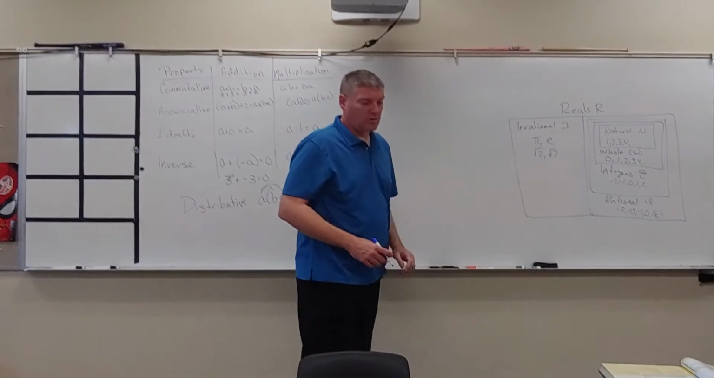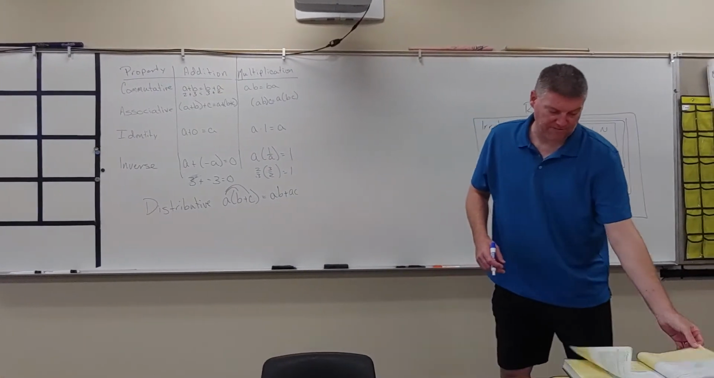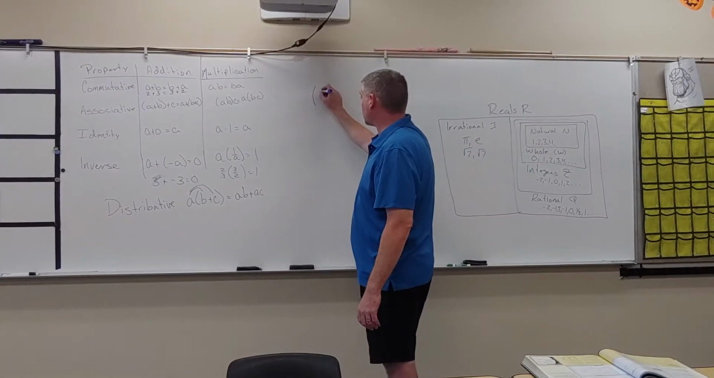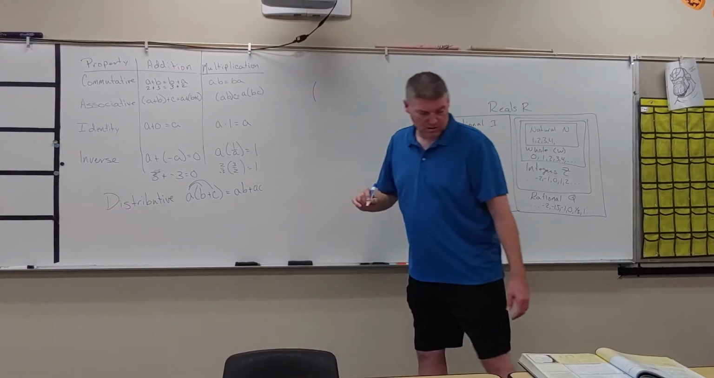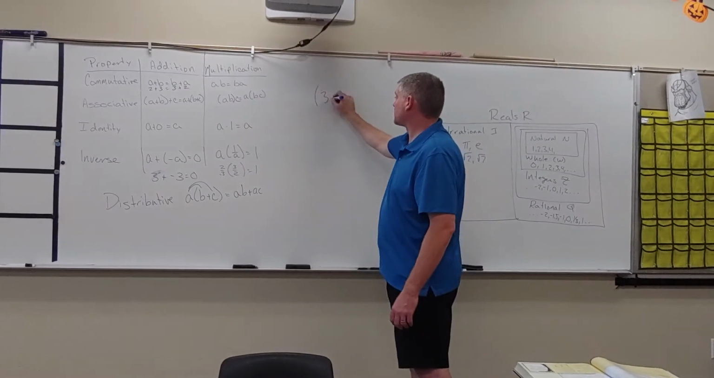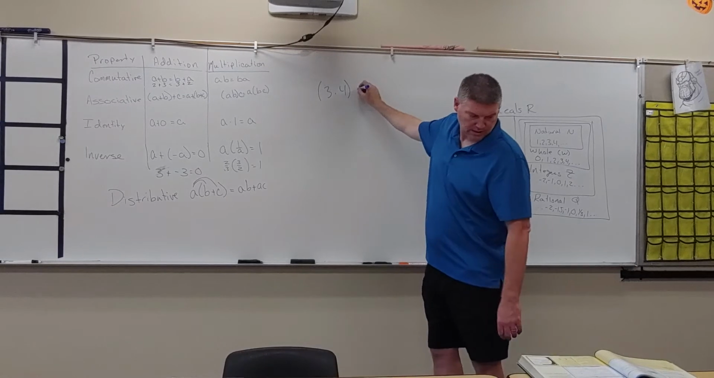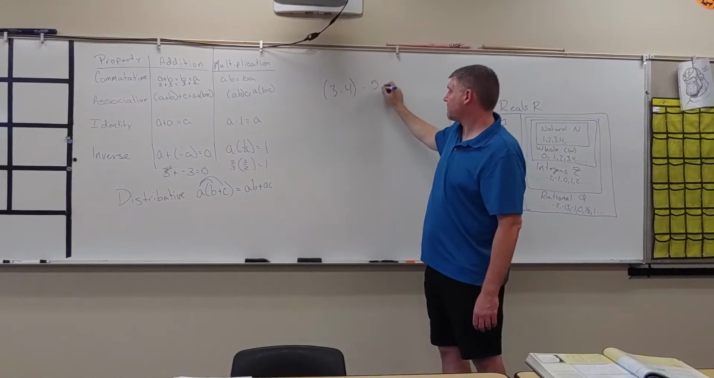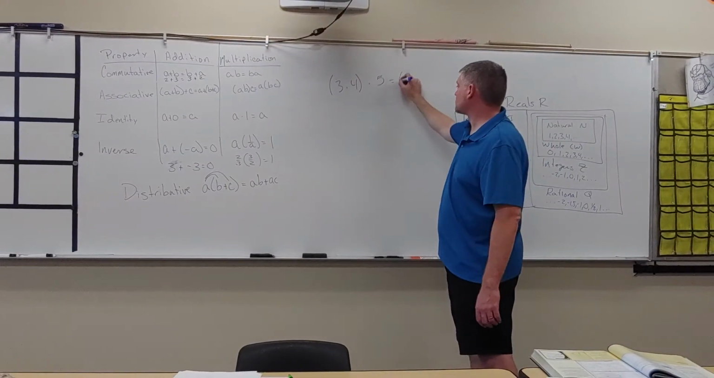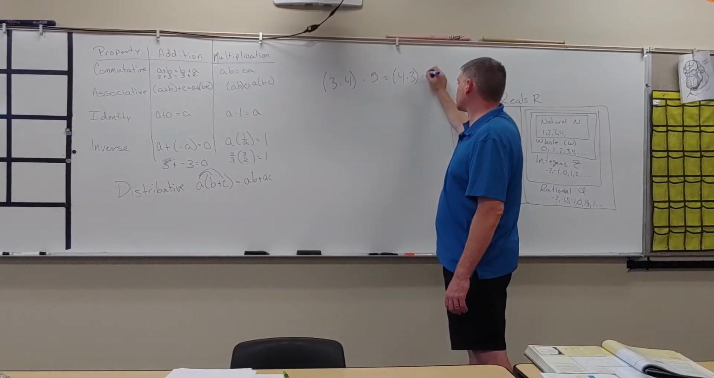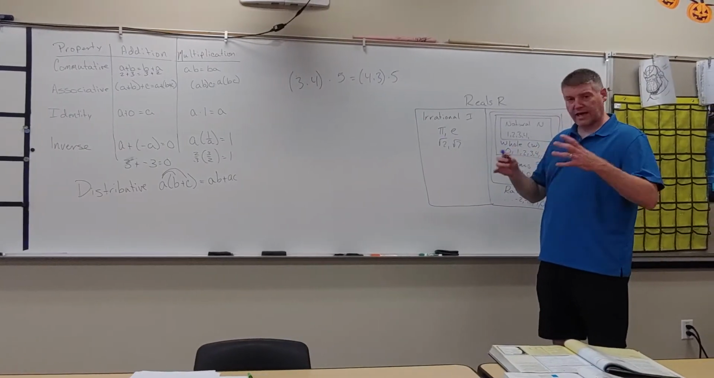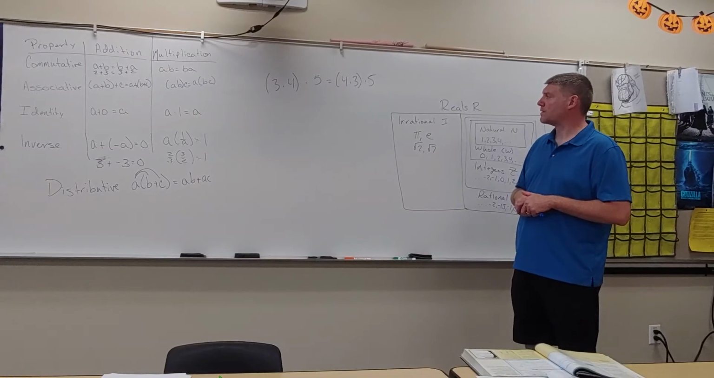So the last thing we're going to look at is identifying a rule. So if I have, let's say, 3 times 4 times 5 equals 4 times 3 times 5. So we're going to look at these and kind of look to see what happened.